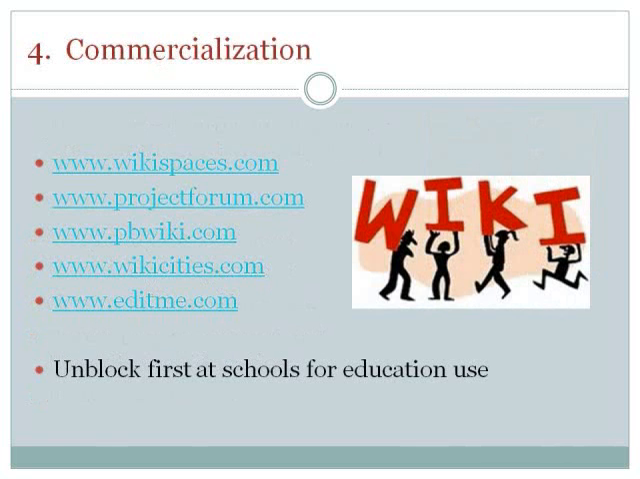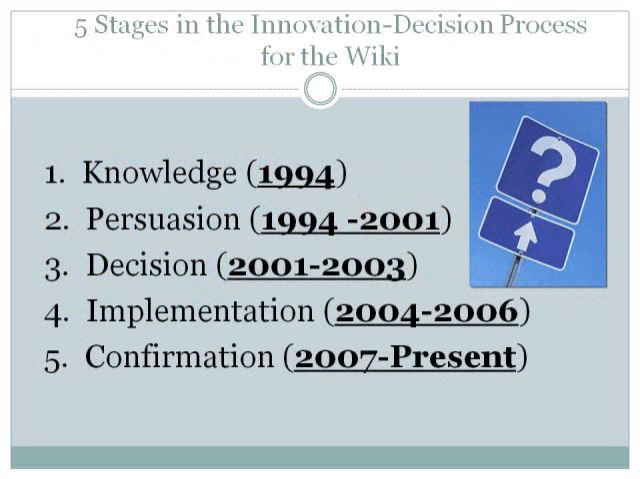The fourth and final stage of innovation development is commercialization. As you can see on this slide, there are several websites listed where you can set up a wiki and get started very easily. The most important part about this for education is for schools to have these websites unblocked for educational use. I will now introduce the 5 stages in the innovation decision process.